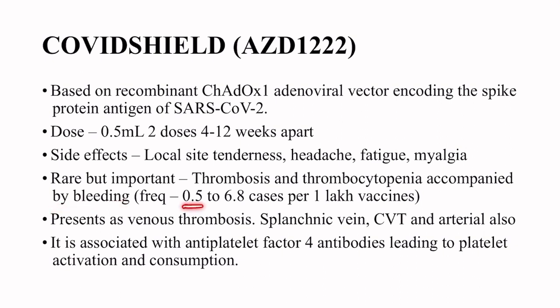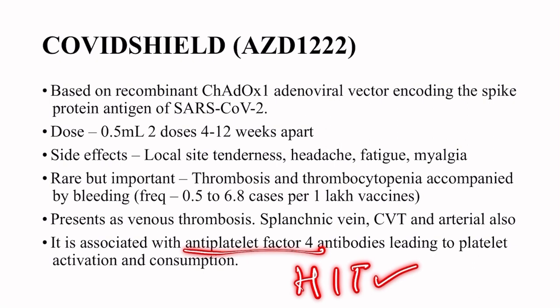Its frequency is 0.5 to 6.8 cases per lakh vaccinations. It usually presents as venous thrombosis, but arterial can also occur. It is associated with anti-platelet factor 4 antibodies leading to platelet activation and consumption. The same antibodies are seen in heparin-induced thrombocytopenia.